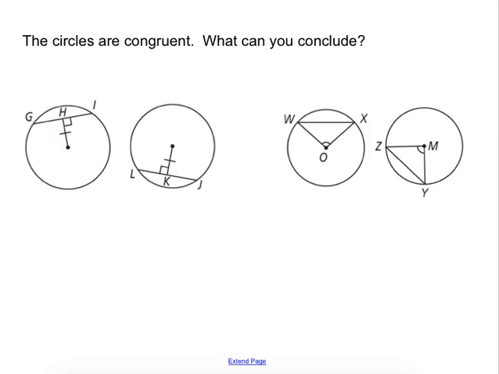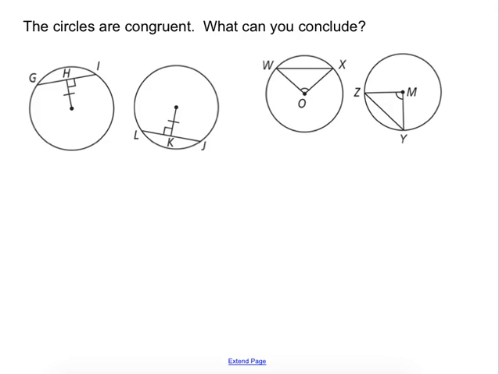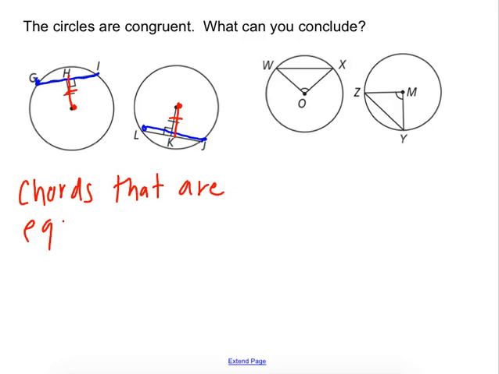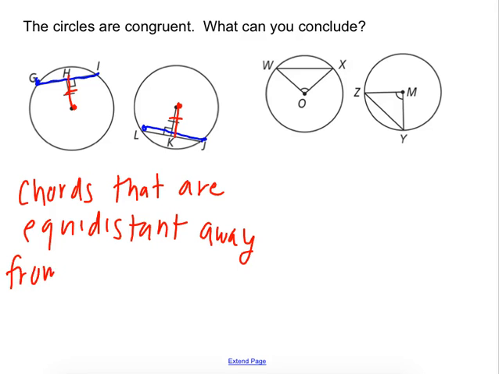All right? So here we go. The circles are congruent. What can we conclude? Let's just first see what we're given. So I have this chord GI and this chord LJ. Then they're telling us that this segment there is congruent to this segment there. Now that's our last property. That's saying that chords that are equidistant away from the center are congruent.